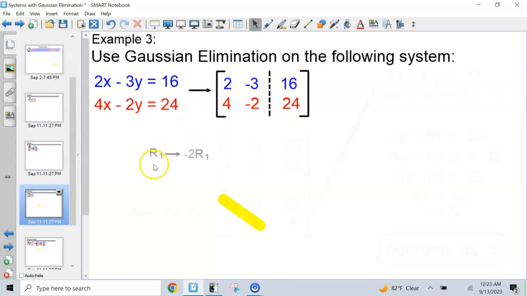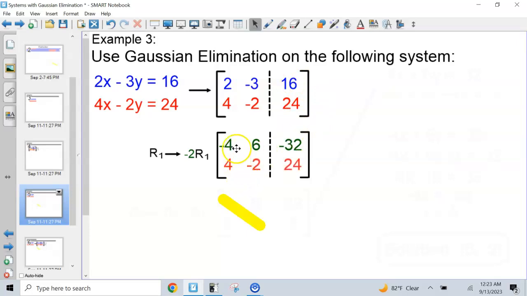I'm going to say R1, or row 1, turns into negative 2 times R1. So I'm going to multiply the first row by negative 2. So 2 times negative 2 is negative 4. Negative 3 times negative 2 is positive 6. Negative 2 times 16 is negative 32. Second row stays the same. And then I basically do adding downwards elimination.